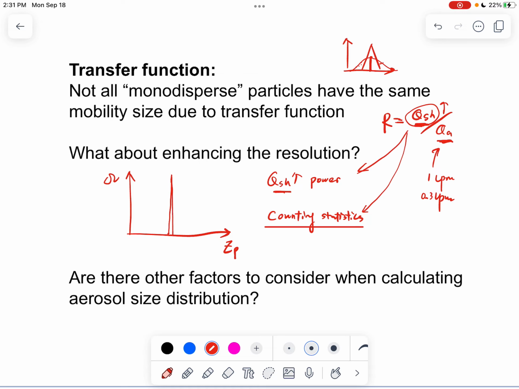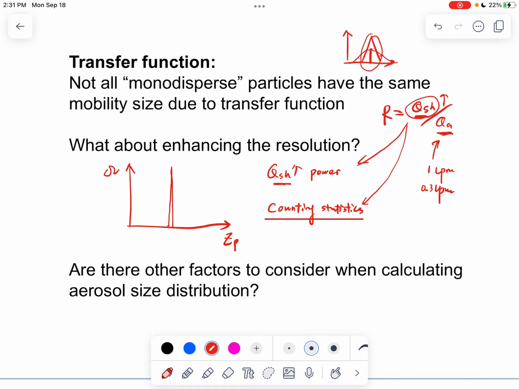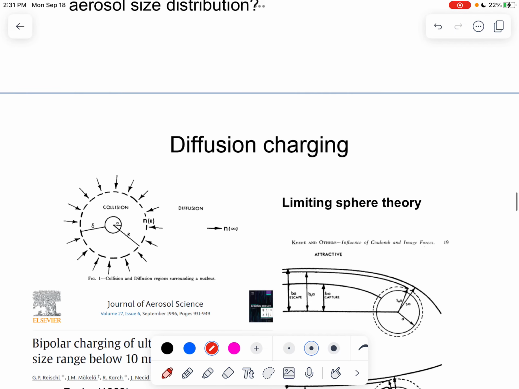So as you can see, it's getting more complicated than we thought. We thought that if we fix the voltage, then we just get the concentration of particles with a specific size. But it turns out that it is not a specific size, it's a size range. Are there other factors that we need to consider when calculating the size distribution?